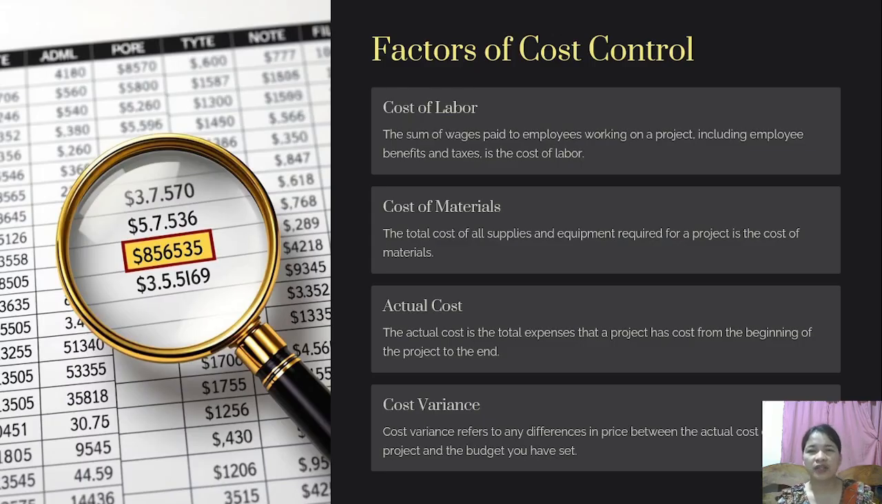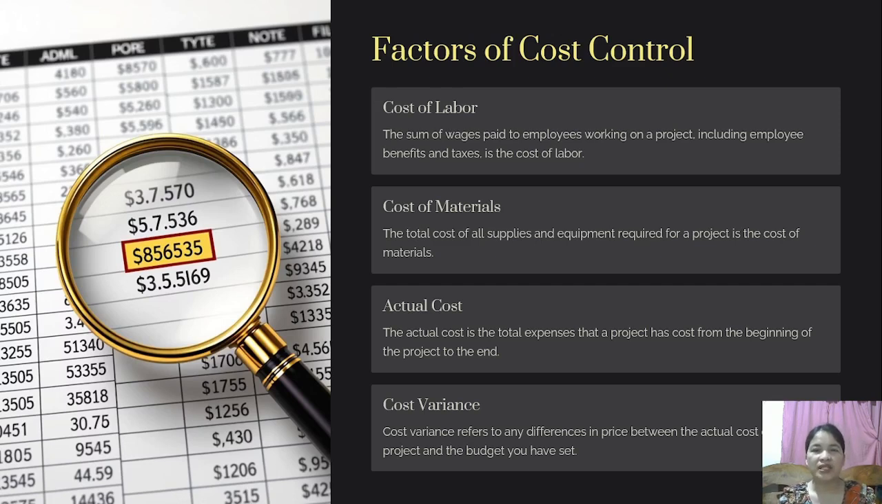So these are the factors of cost control. First is cost of labor, the sum of wages paid to employees working on the project, including employee benefits and taxes. Second is the cost of materials. The total cost of all supplies and equipment required for a project is the cost of material. Third is actual cost. Actual cost is the total expenses that the project has cost from the beginning of the project to the end of the project.